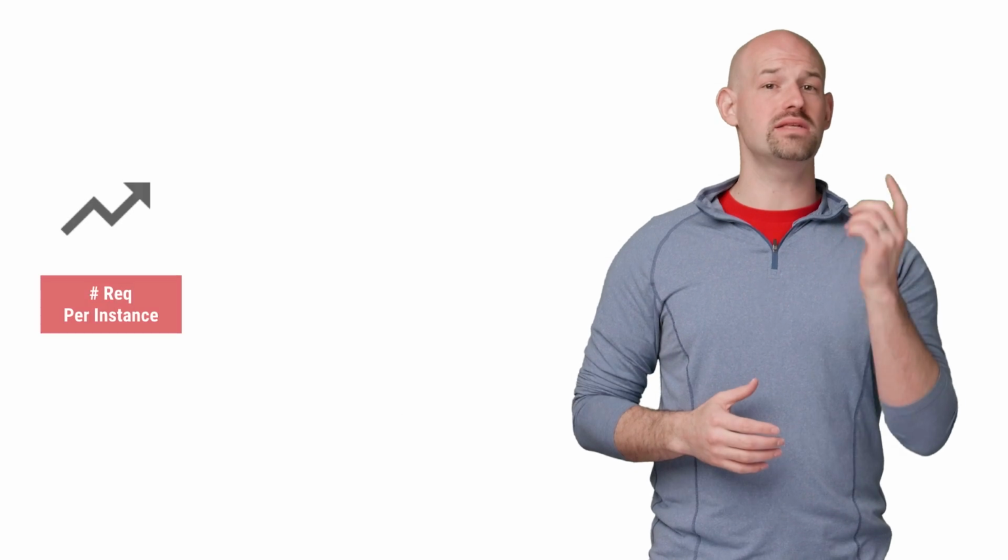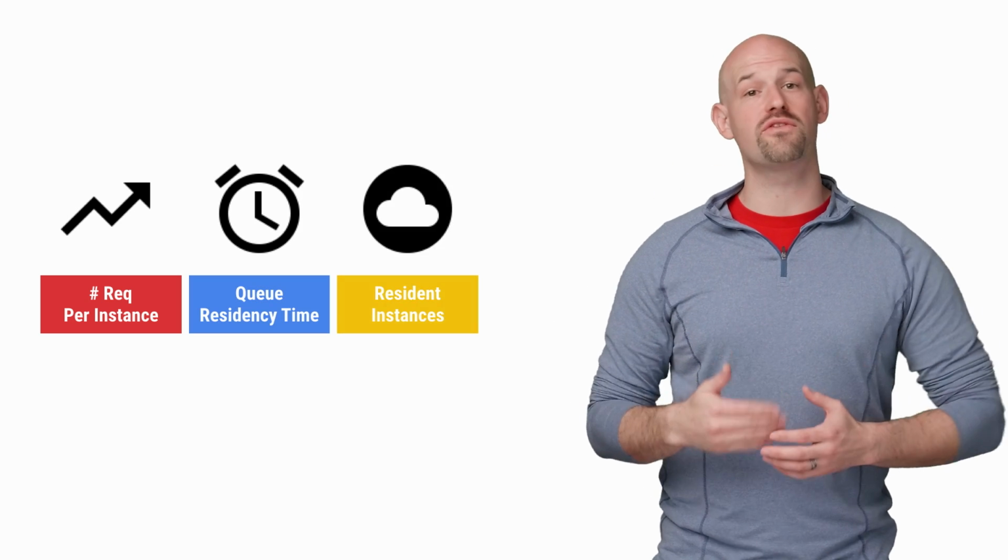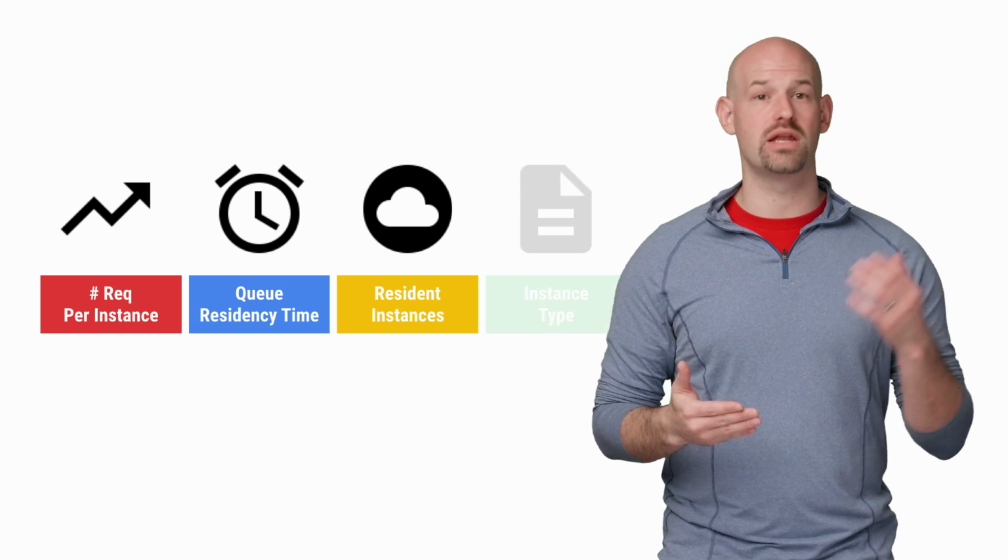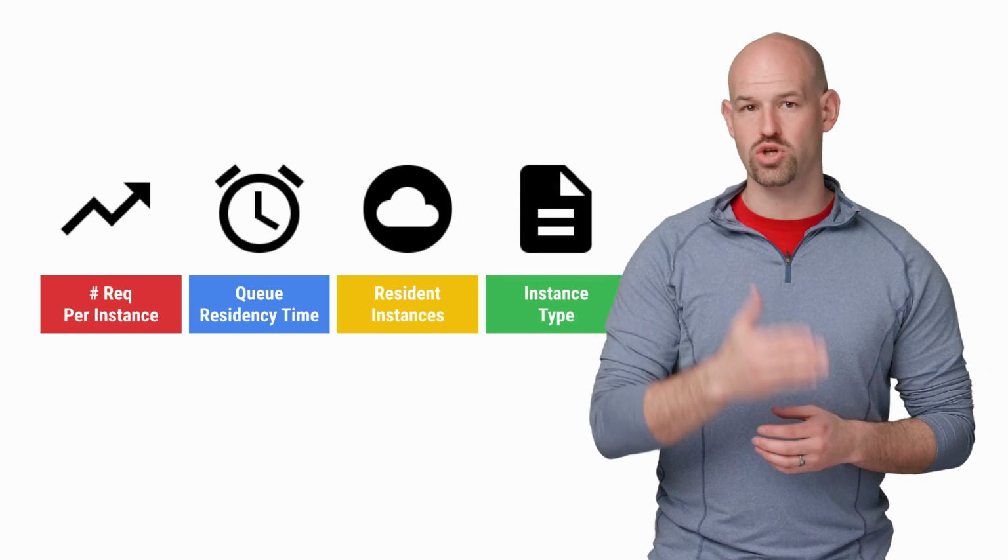But to make things more simple, let's focus on the four primary systems that you can consider in your configuration file, which can directly impact the decisions that App Engine makes about spinning up new instances. Number one is the number of concurrent requests per instance. Number two, how long a request can sit in the work queue. Number three, if there's any resident instances available. And number four, what type of instances you're using.